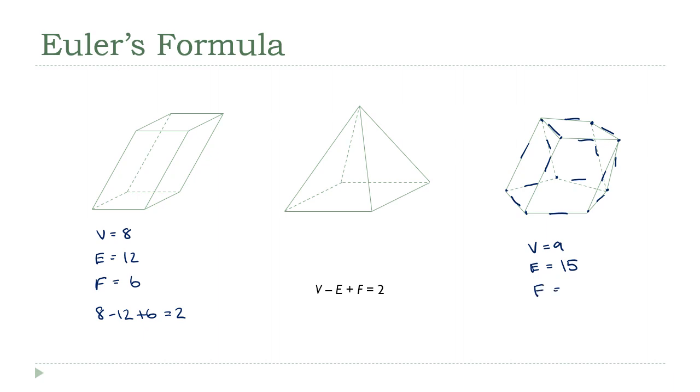And how many faces are there? Let me clean this up. There's 1, 2, 3, 4. Let's see if I missed any. I'm going to do that again. There's this one. That's 1, 2, 3, 4, 5, 6, plus the bottom and the top. So that's going to be 8. So now if we do V minus E plus F, 9 minus 15 plus 8, look at that, it came out to 2. So if you're looking for some shapes that you can try this out with your students.